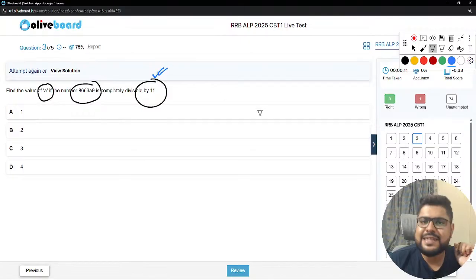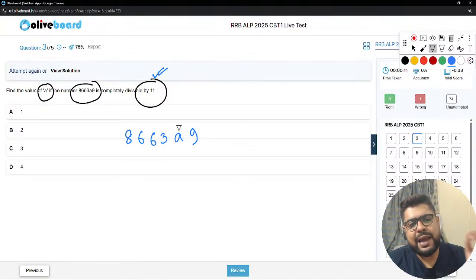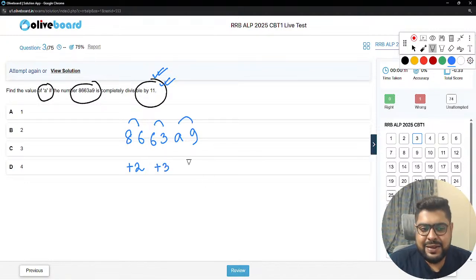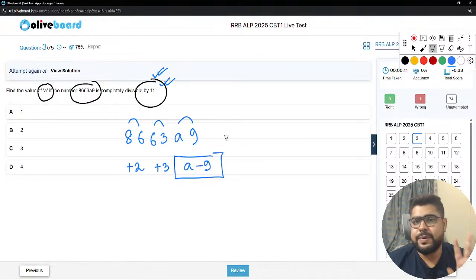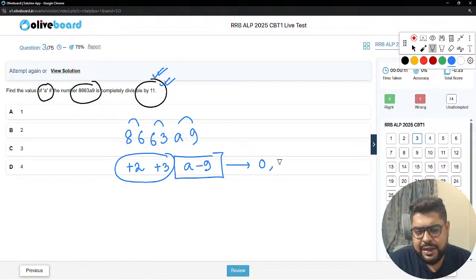Completely divisible by 11 means the number 8, 6, 6, 3, A, 9 has to be divisible, so we'll take the alternate sum, the divisibility rule of 11. 8 and 6, what is the difference? It is plus 2. 6 and 3, the difference is plus 3. A and 9, I'm writing A minus 9. It can be 9 minus A as well. This total sum has to be 0 or any multiple of 11, so 11, 22 and so on.